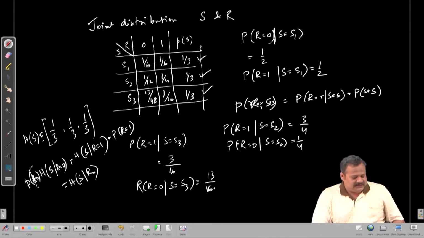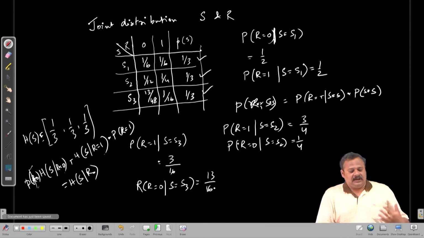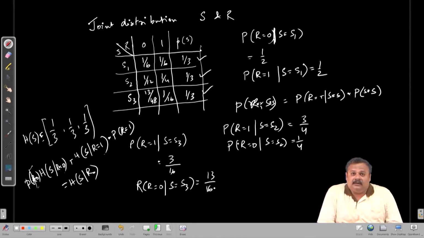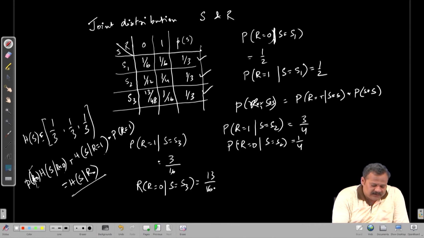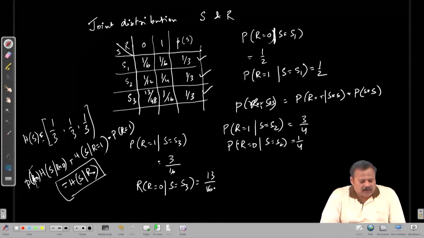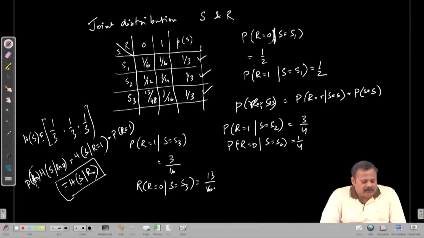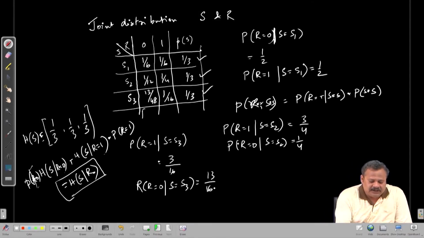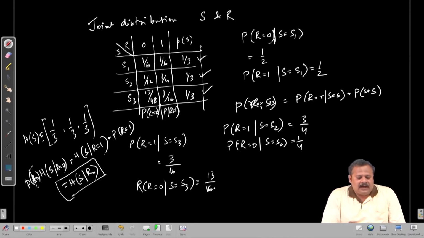So, what you will find is that given the response, we know that certain stimuli have higher probability of having been presented than the other ones. There is a reduction in uncertainty about the stimulus, and that is quantified by this H of S given R. In order to compute it, we need H of S given R equals 0 and H of S given R equals 1, and we need the probabilities of R equals 0 and R equals 1, which are the marginals, by adding the probabilities in the column. Probability of R equals 0 comes here, probability of R equals 1 comes here, and with these we can compute this H of S given R.